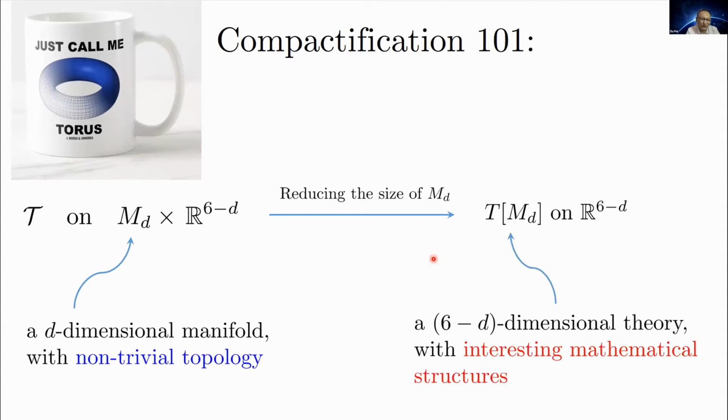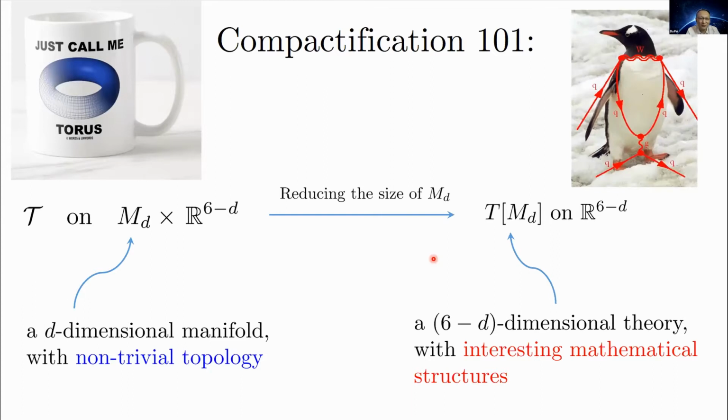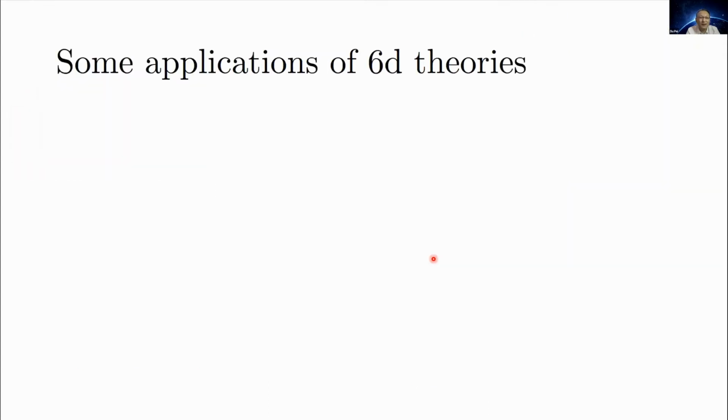The interesting geometric or topological information about the d-dimensional manifold will now be translated into interesting mathematical structures or interesting dynamical structure in the quantum field theory. This way, such theories in higher dimensions can provide a bridge between geometry, topology, and other kinds of interesting mathematics. So let me give you a very incomplete and very quick summary of some applications of 6D theory in math.